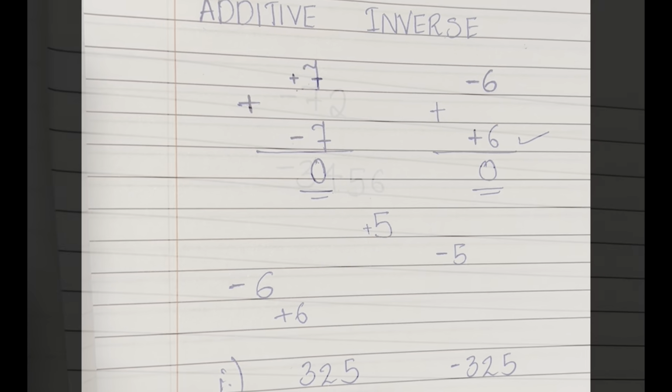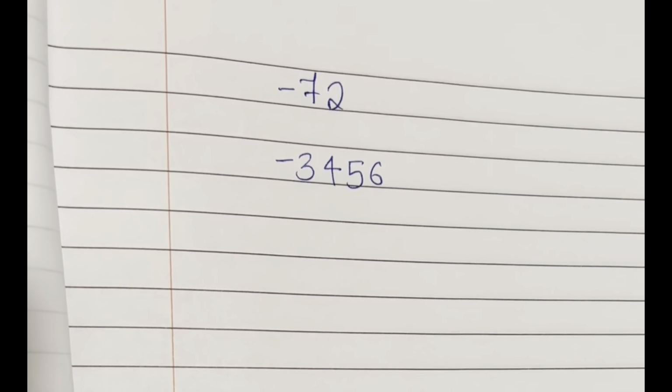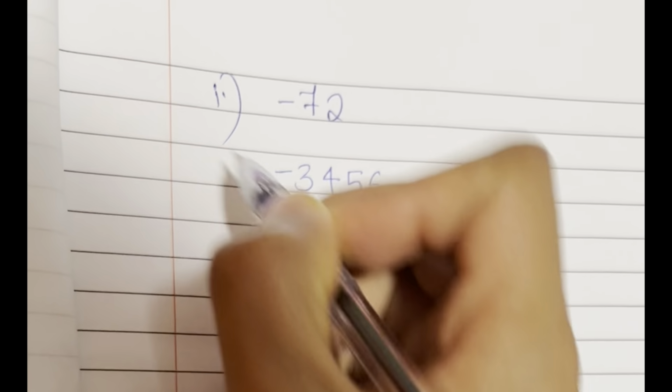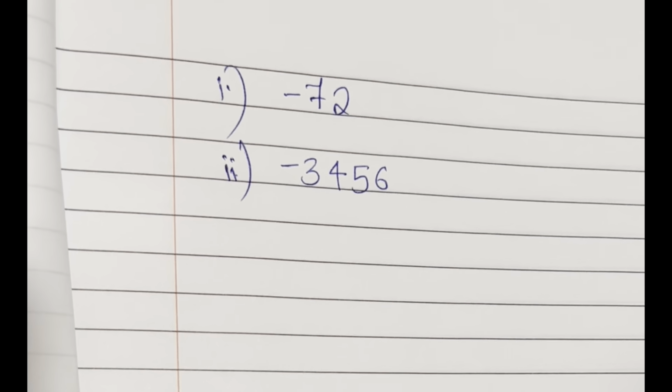It's very simple. Okay, find the additive inverse of minus 72 and also the additive inverse of minus 3456. Okay, so comment down the answer below.